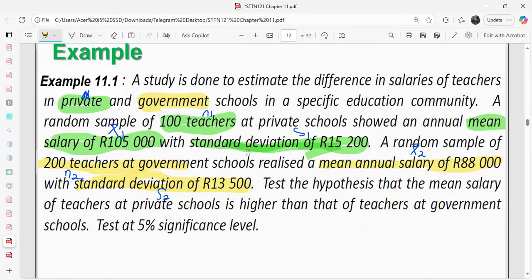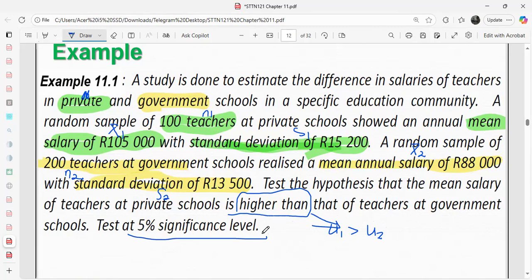So here in this case, let's check the statement. Test the hypothesis that the mean salary of teachers at private school, population 1, is higher than, the keyword higher than, which is greater than. So it means that under the H1 or HA, you're going to have population mean 1 greater than population mean 2, because of the statement here. Given the significance level is 5%, which is 0.05. So that's how you identify the population 1 details or values and also the population 2 values.